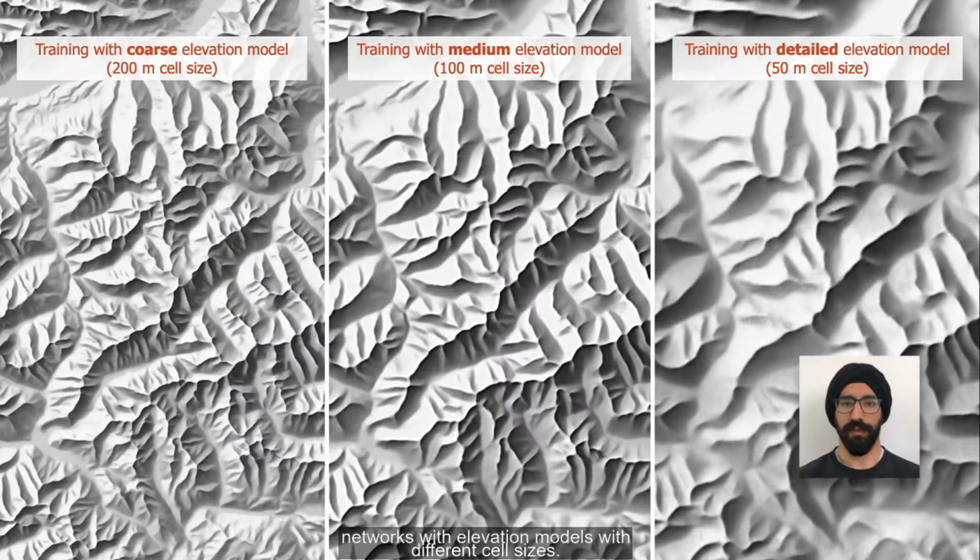We trained 3 neural networks with elevation models with different cell sizes. The 3 images here were created by applying the 3 neural networks to the same elevation model. The neural network that created the image on the left was trained with a low-resolution elevation model. It learned to retain as many details as possible. The effect is that the shaded relief shows many details. The neural network that created the image on the right was trained with a high-resolution elevation model. It learned to discard information and only retain the most essential shapes. The effect is that the shaded relief only shows the most important landforms.